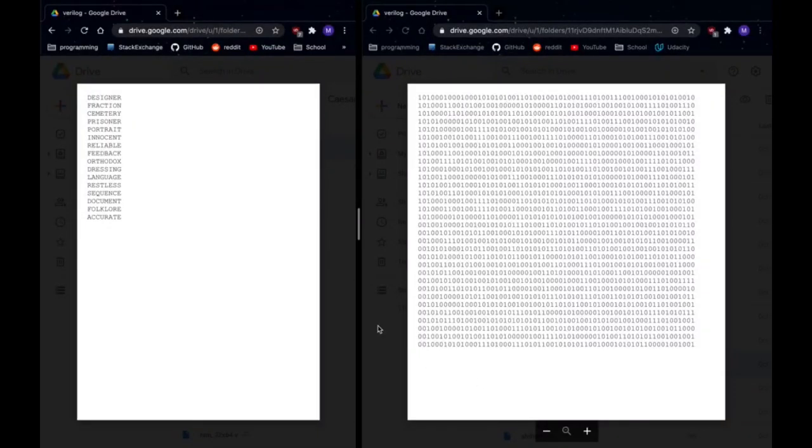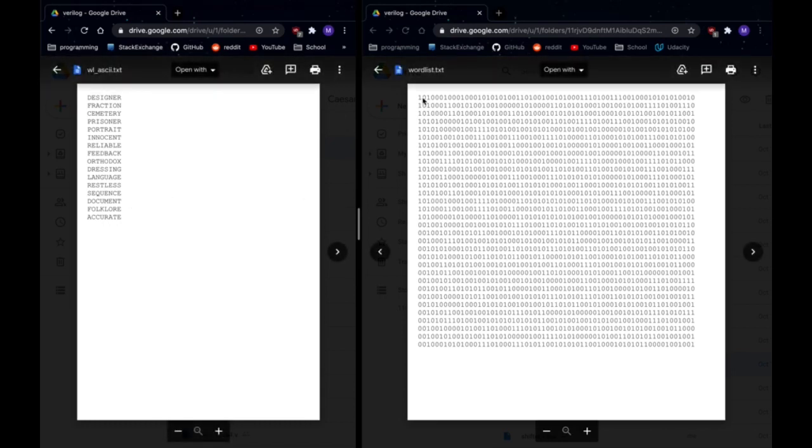Here we have our list of words that we use to encode and decode. On the left here, you can see we have 16 words. They're all 8 characters long, which means there will be 64 bits, and they're all uppercase letters. On the right, we have a binary representation of all of these words.